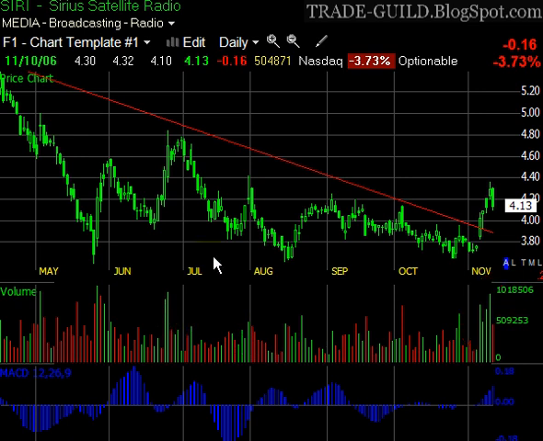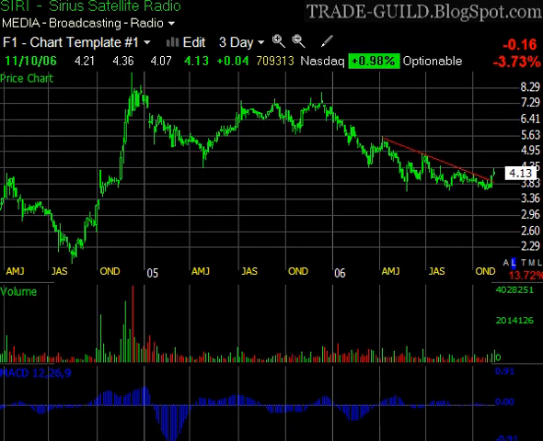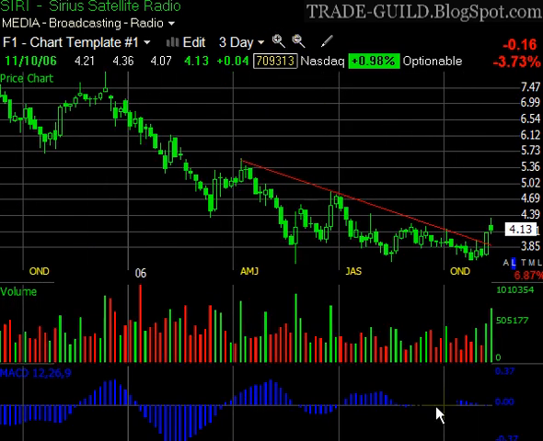And if we just zoom out a little bit, we'll take a look at a 3-day chart, and again, let me zoom in a little bit on that because it's a long chart. Again, we have that divergence in MACD here on these lower lows. So all in all, I think Sirius Satellite Radio looks pretty interesting.